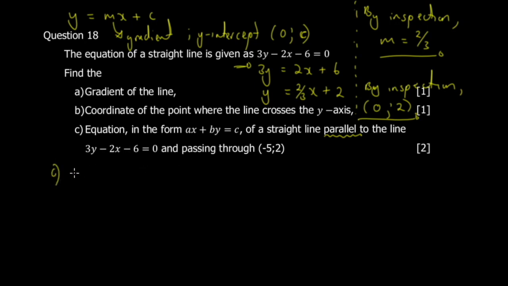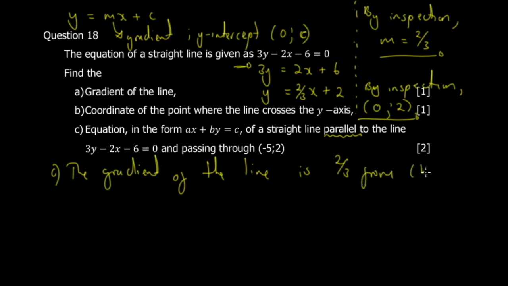So you can even say the gradient of the line is 2/3 from part B. Okay, so this is the gradient of the line. So therefore we have what this one means. You're deducing from whatever is above. So y equals 2/3 x plus c, like this.